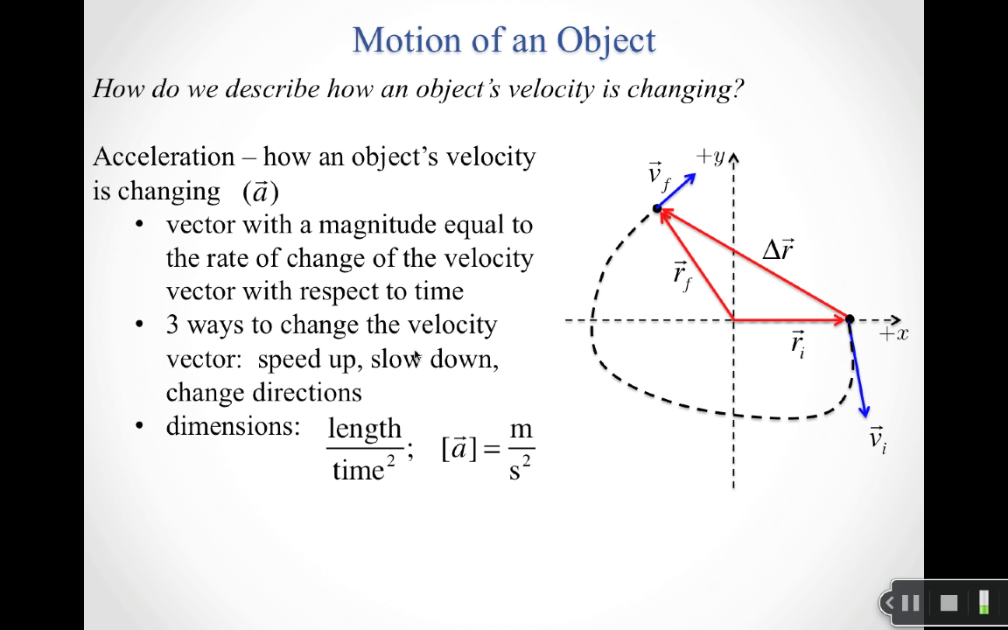And that's at odds with the words that we often use to talk about speeding up, slowing down, those types of things. So we'll be very clear about that in class, that all of these are ways for an object to accelerate. Since we're interested in how the velocity is changing with respect to time, the dimensions here are going to be length per time, the dimensions of velocity, per time again. So this is length per time squared. So the units for acceleration in SI are meters per second squared.